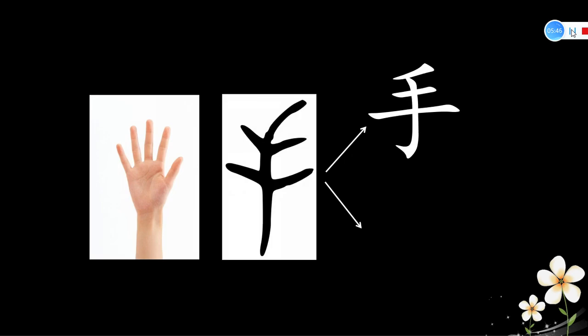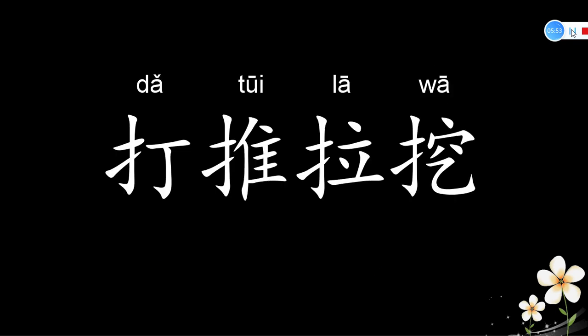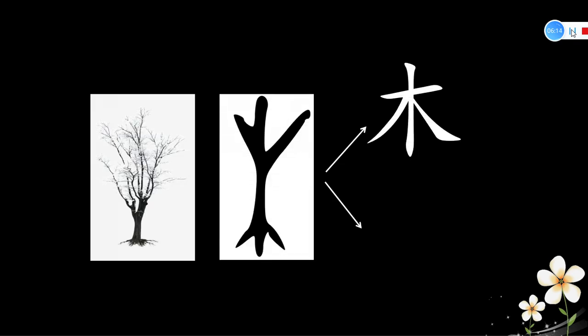When the character hand, 手, is used as a radical, it is changed like this. The characters for hitting, 打, pushing, 推, pulling, 拉, and digging, 挖, with 提手 as the radical indicate actions made by hands. So if you see any character with the altered form of hand, 提手, you can be sure it is related to hands. When the character wood, 木, is used as a radical, it becomes narrowed.